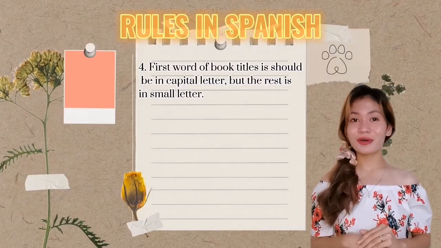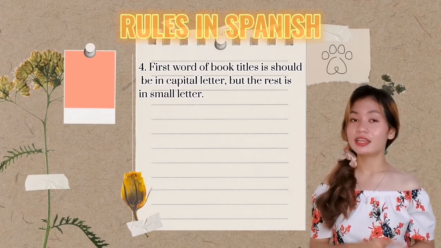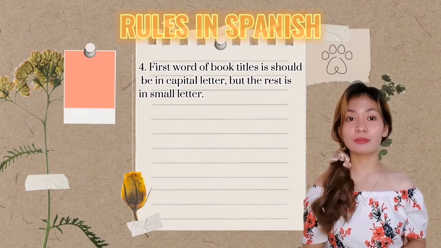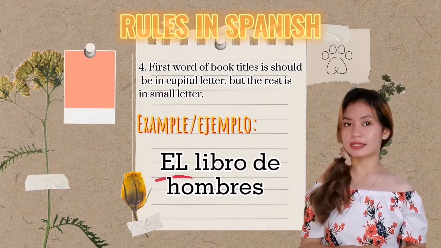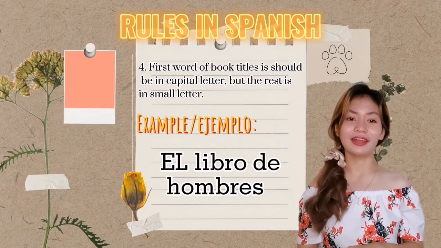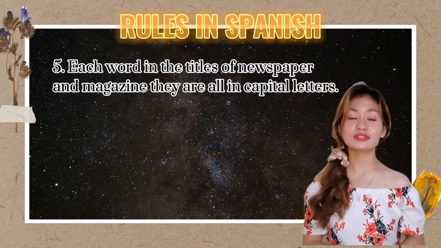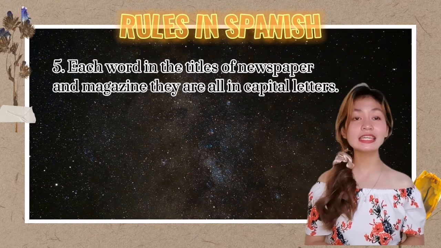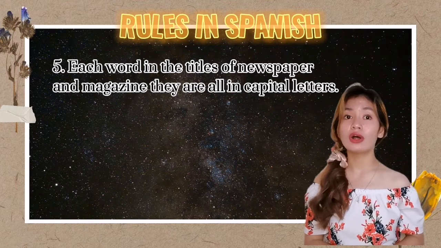So, the fourth rule is the first word of book titles. Again, the first word of the book title is capitalized, and the rest is in small letters. For example, this book, "El Libro de Hombres." L is capital, then the rest is small letters. So the fifth rule is that each word in a newspaper or magazine name is in capital letters. Again, each word in a newspaper and magazine name is written in capital letters.